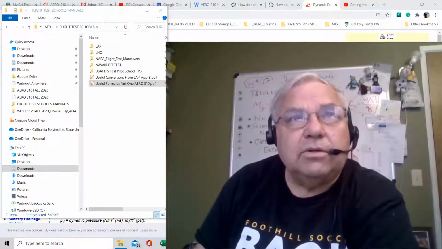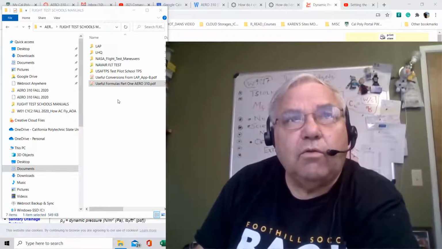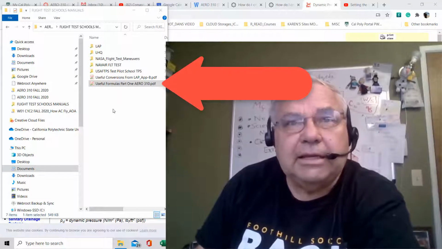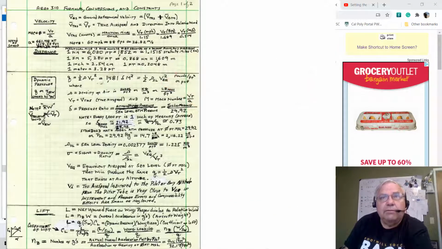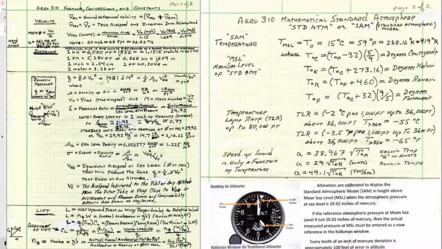The first source is a file called Useful Formulas Part 1 for AERO 310. You can get this from Canvas, and if you open up the file, you'll see it says formulas for the first half of the course. This is for the AERO course. And there's a whole host of formulas and constants that you might find easy.